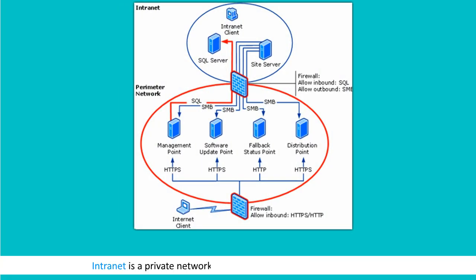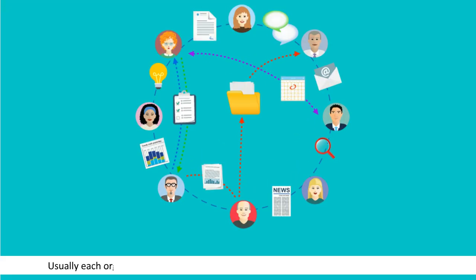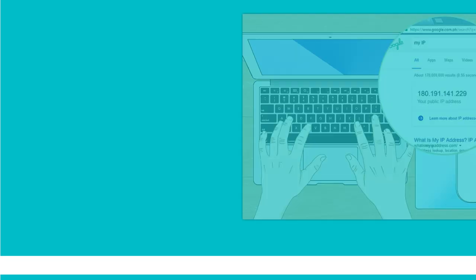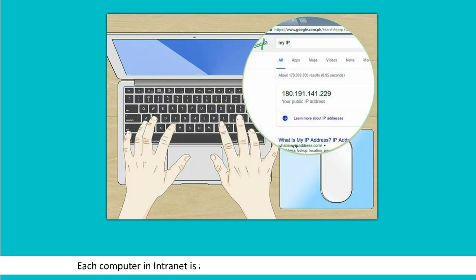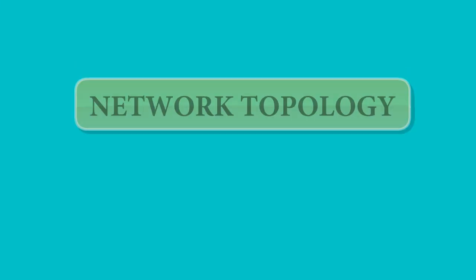Intranet is a private network that is contained within an organization. Computers in intranet are not available to the world outside the intranet. Usually, each organization has their own intranet network, and employees of that company can access the computers in their intranet. Each computer in intranet is also identified by an IP address, which is unique among the computers in that intranet.